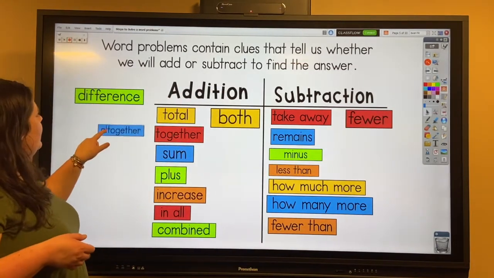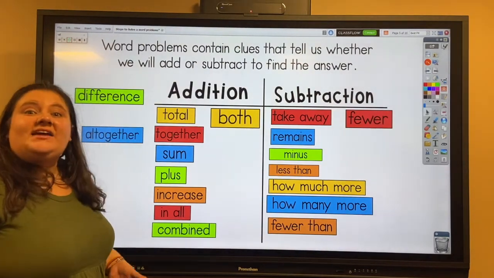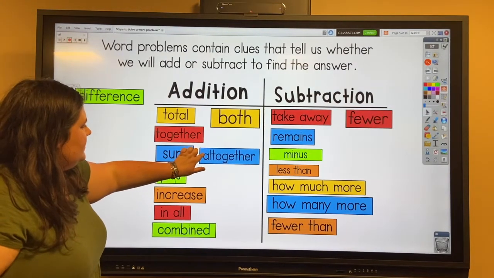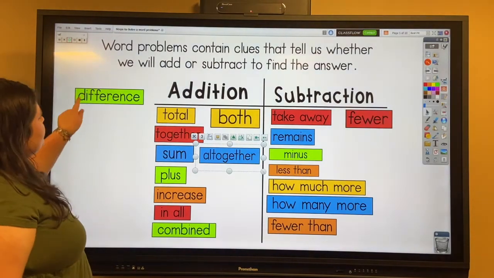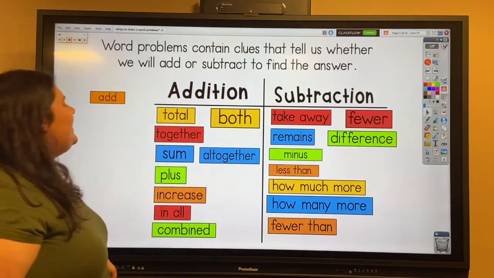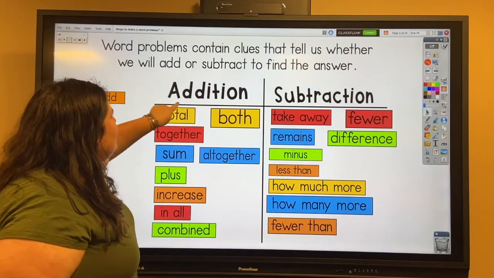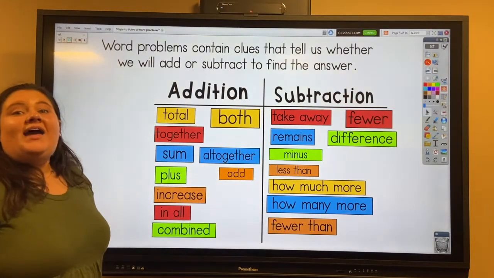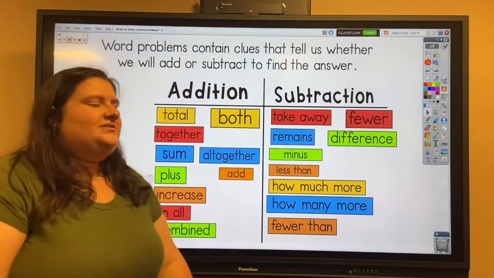Okay. All together. Make all together a little bit bigger. When I'm finding how much there is all together, that means I'm going to be adding. Slide all together over here. And then finding the difference usually means that I'm subtracting. And we have one more, and that's add. Add is pretty easy because in the word addition, I can see add right there. All right, so go ahead and pause the video right here for a second, boys and girls, and finish writing this chart.